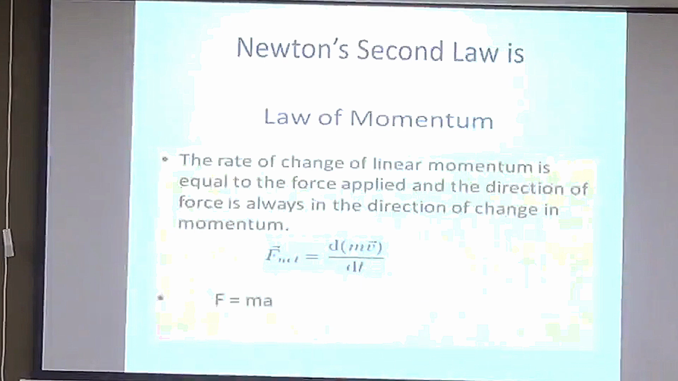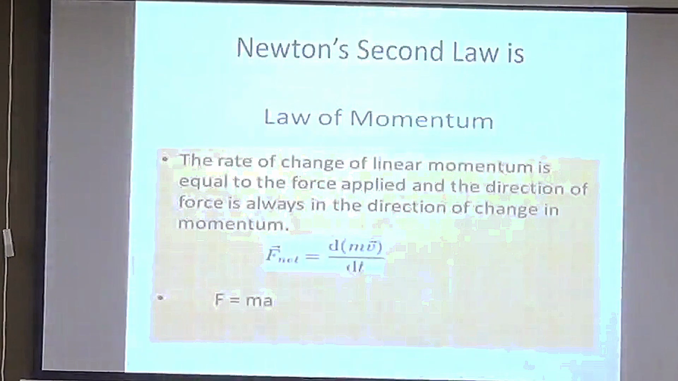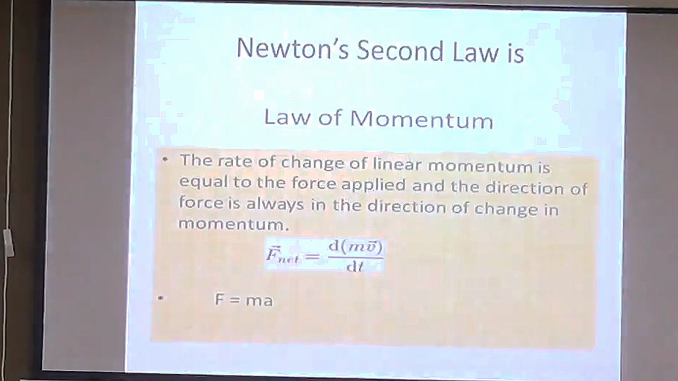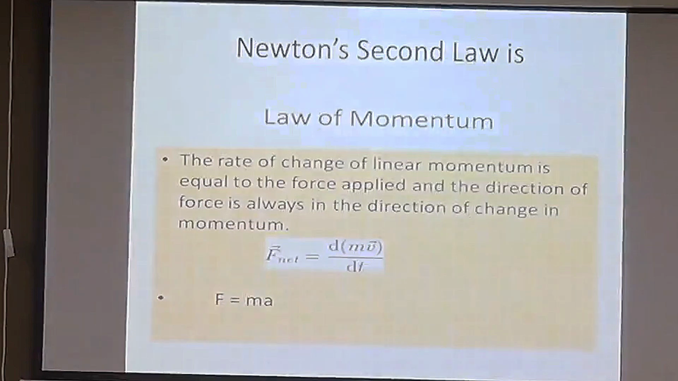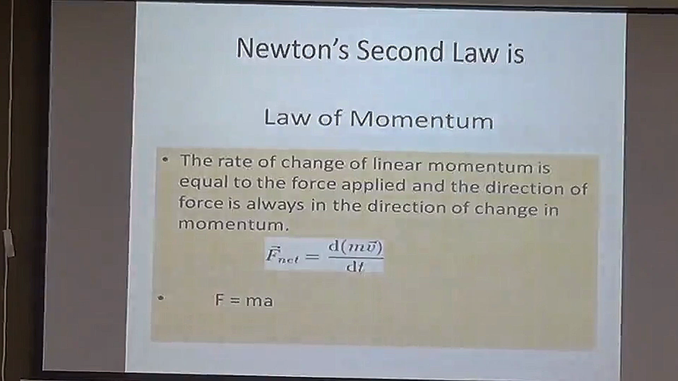Now Newton's second law is the law of momentum, and it states that the rate of change of linear momentum is equal to the force applied. The direction of force is always the direction of change in momentum. So it can be written as F net equals m(v minus u) upon t, and in differential form it is written as d(mv) upon dt. But in class 9, you remember the formula F equals ma or F equals m(v minus u) upon t.